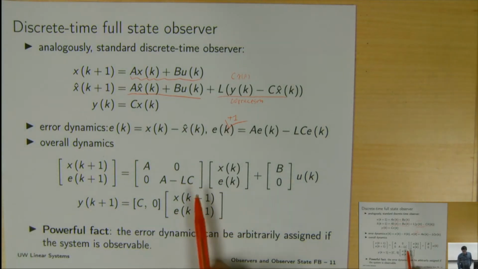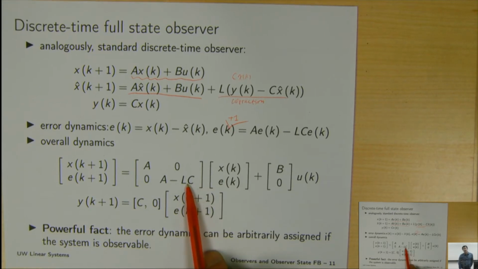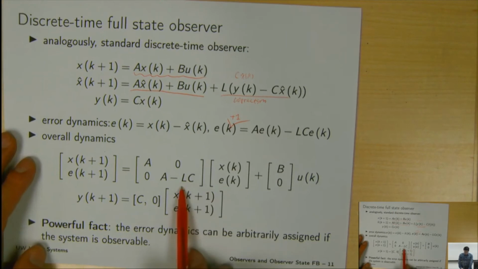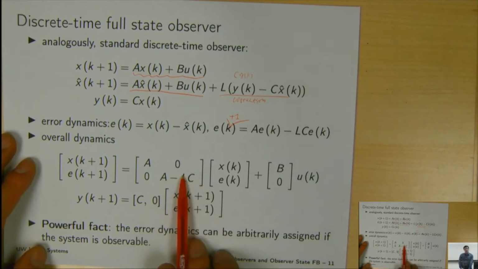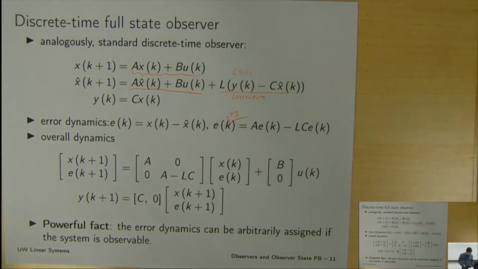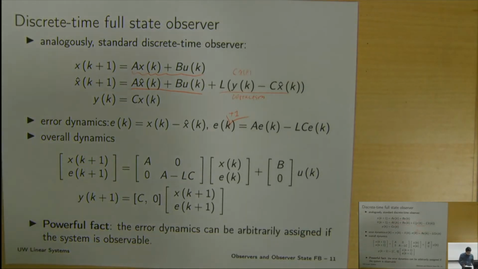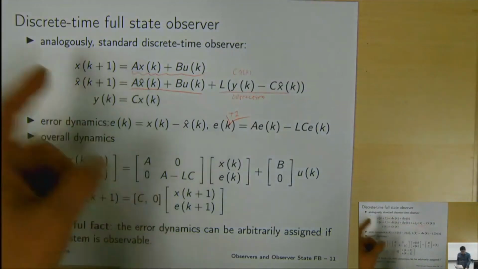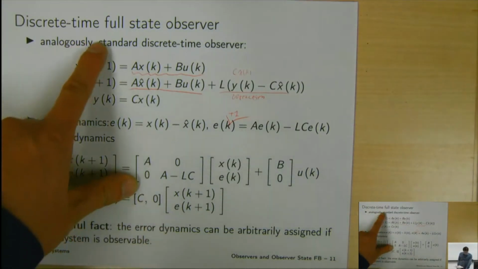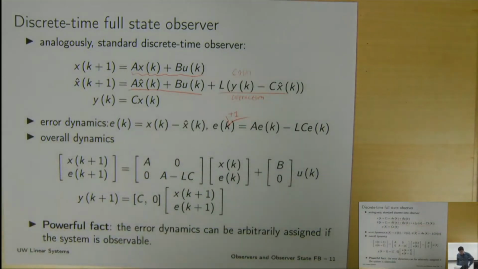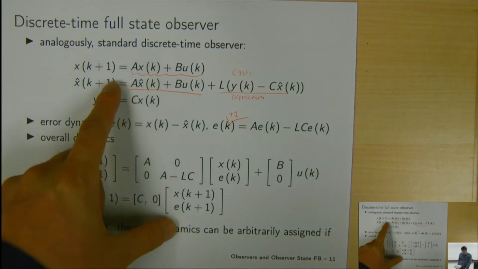We talked about how, if the system A and C matrices are in observable canonical form, then all the eigenvalues of this matrix can be arbitrarily assigned. So exactly the same thing. All right, this is the standard form, a full state observer. Now, if we move on to take a look at Kalman filters, it involves one more extra step.